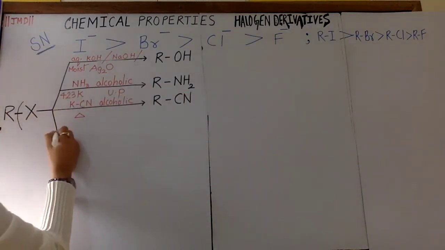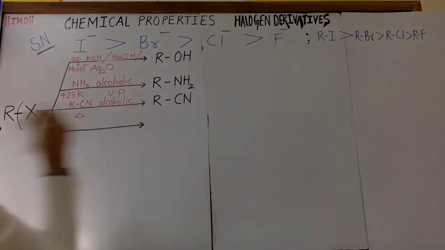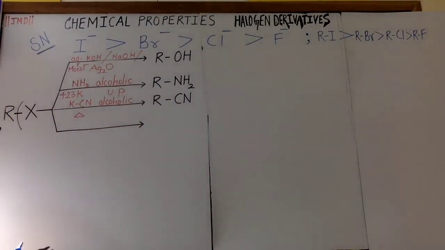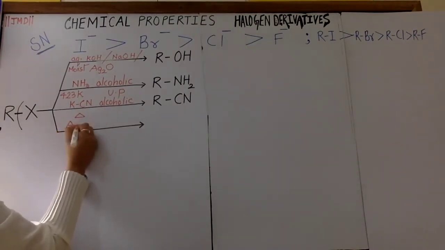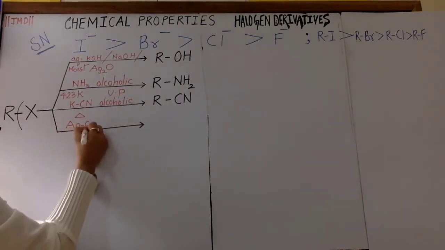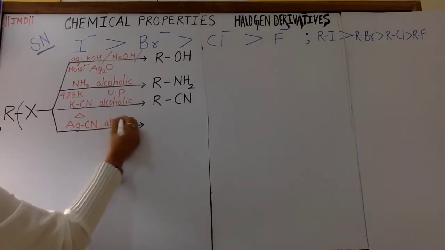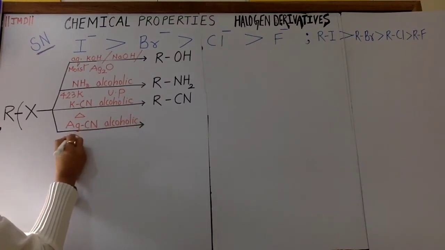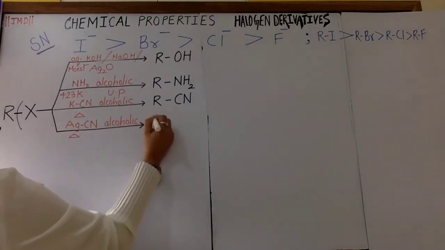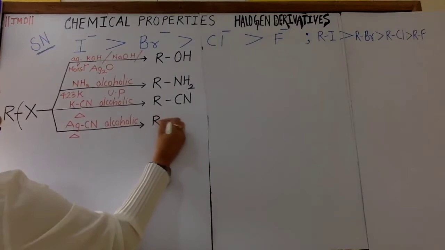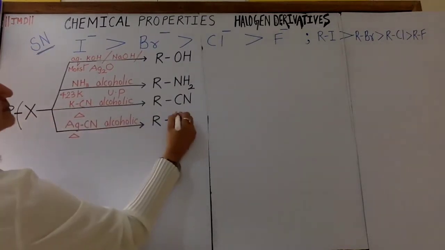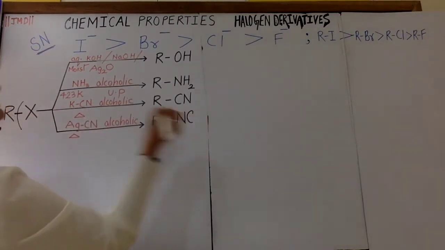Then alkyl halide will be treated with AgCN, alcoholic, heat, and the halide ion will be replaced by isocyanide group.